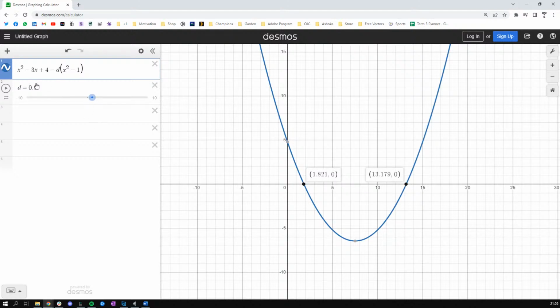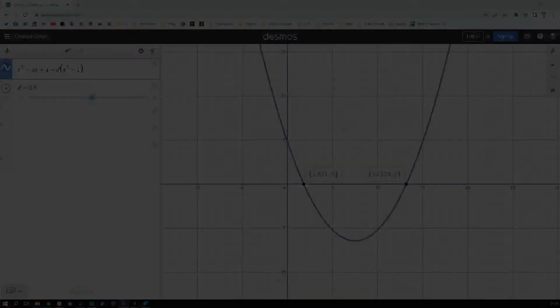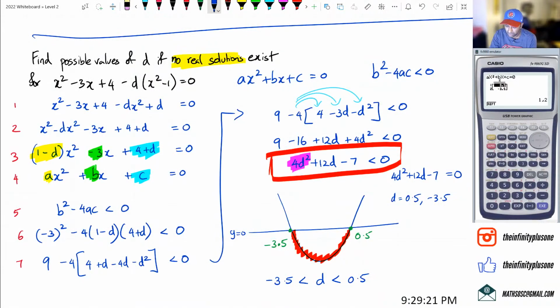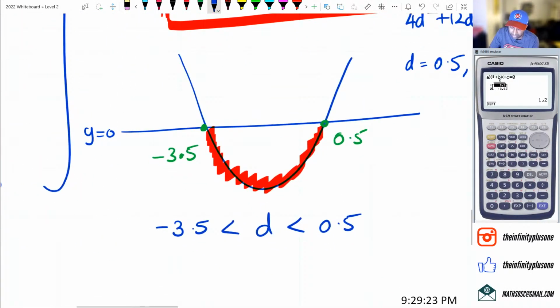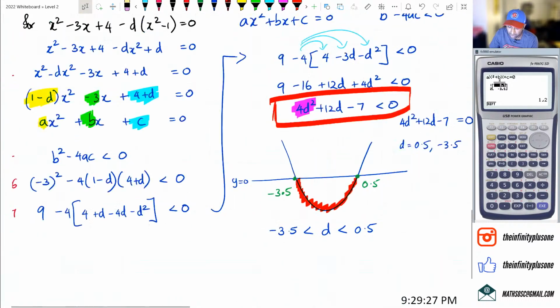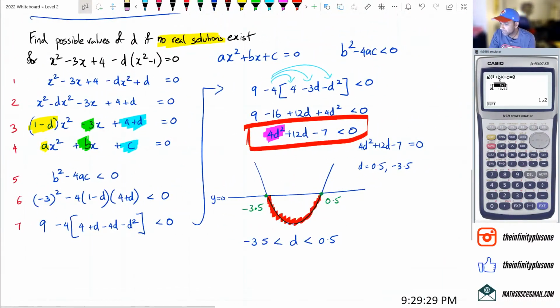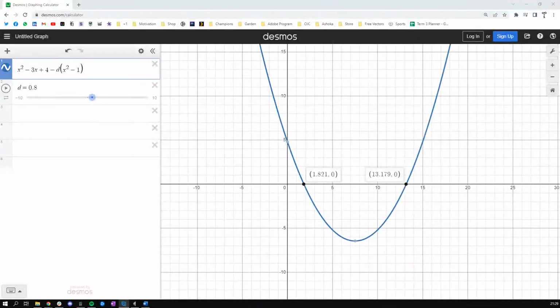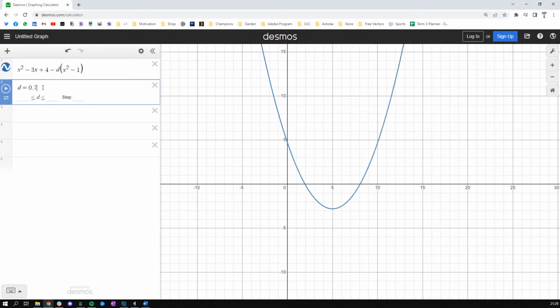And look at the value of d. Because if we go back to the original question, we said that when d is between -3.5 and 0.5, there are going to be no solutions. So we're going to go back here. Right now we're at 0.8. Let's go to 0.7, two solutions. 0.6, two solutions. 0.5, there is a solution.